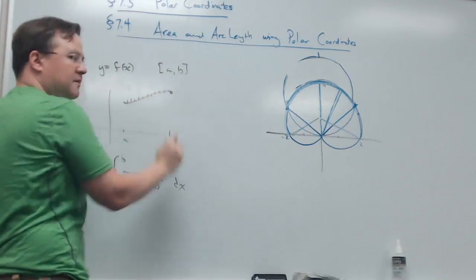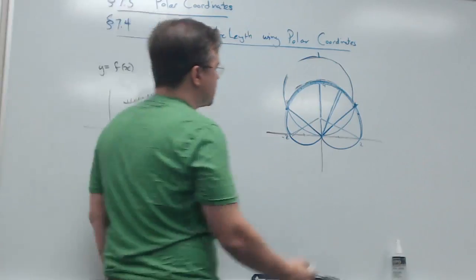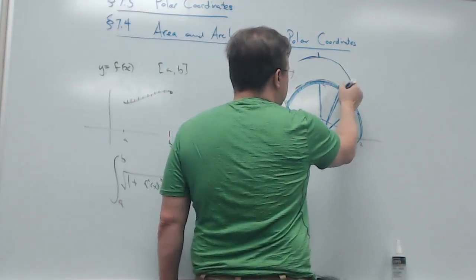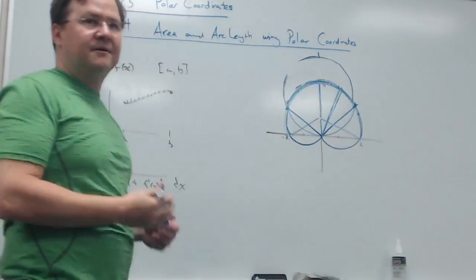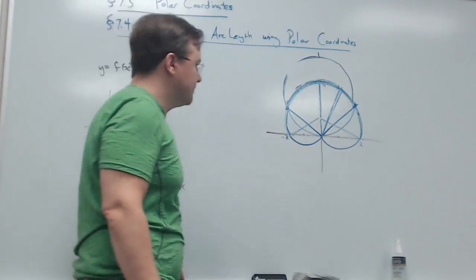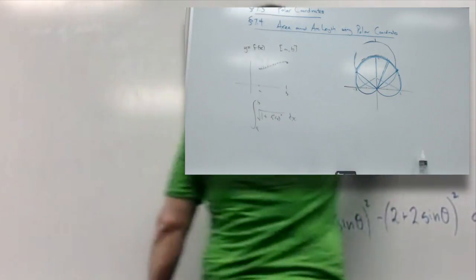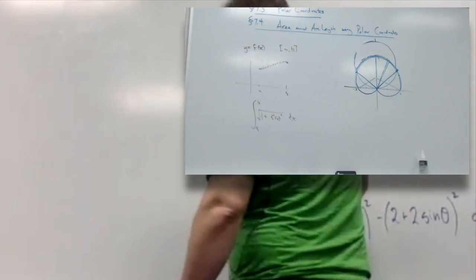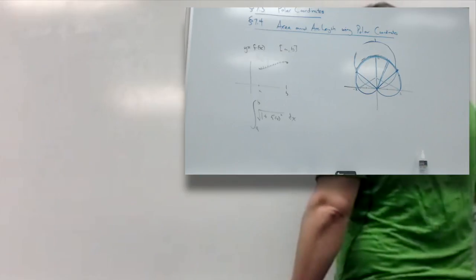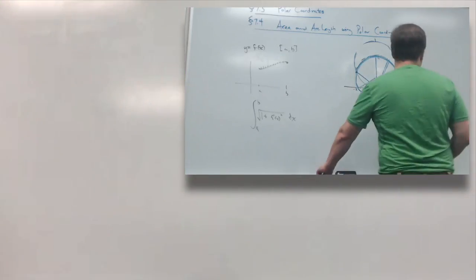Chop this up, right? In the same way, if I chop these up into chunks, maybe I could find the length of each chunk and add them up. How would I do that? Well, each chunk is delta s, and s is r theta, right? So delta r theta. Each chunk.